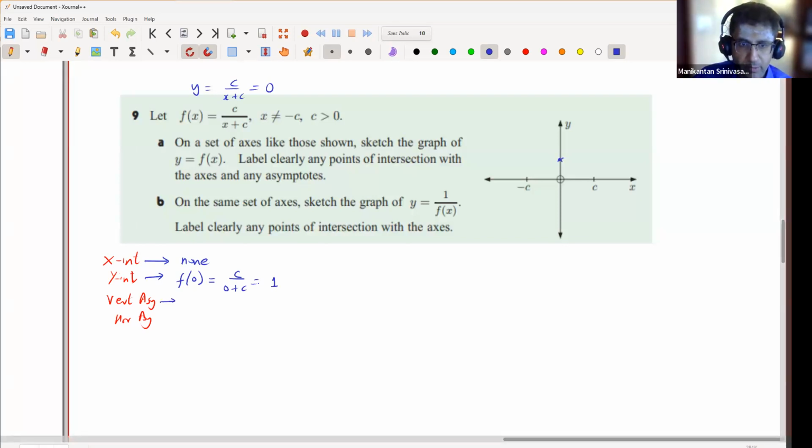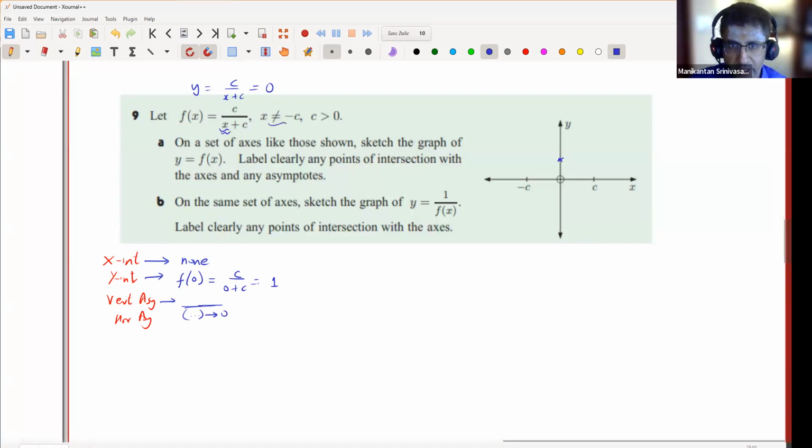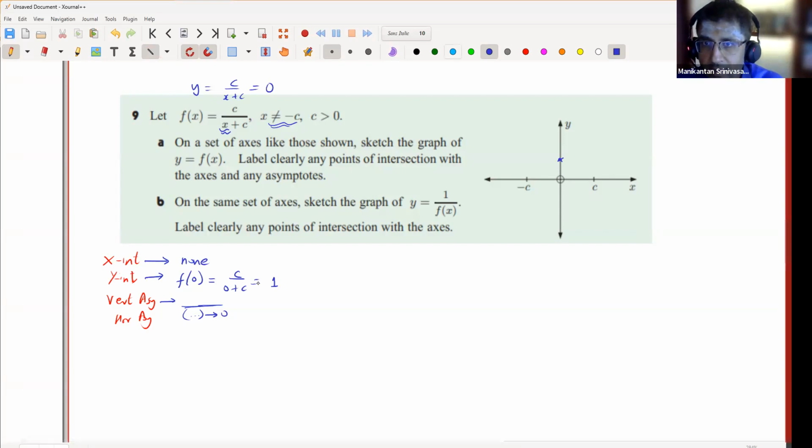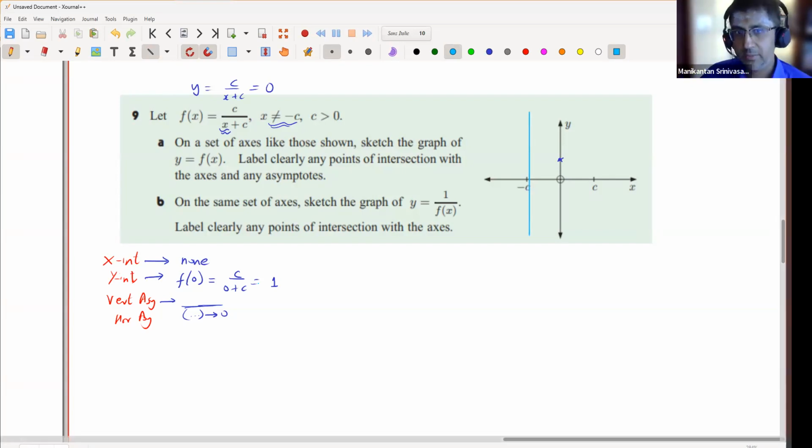Vertical asymptote. Vertical asymptote is whenever the denominator goes to 0. Where does the denominator go to 0 in this case? When x = minus c, which I know is not defined, but as x approaches minus c from either side, the denominator is threateningly close to 0, which means the entire expression will blow up to positive infinity or negative infinity. So we know that x = minus c is the vertical asymptote. So let me draw a vertical line at that point, minus c. Okay, I didn't draw it exactly at minus c, but you get it. All right, that's the vertical asymptote.